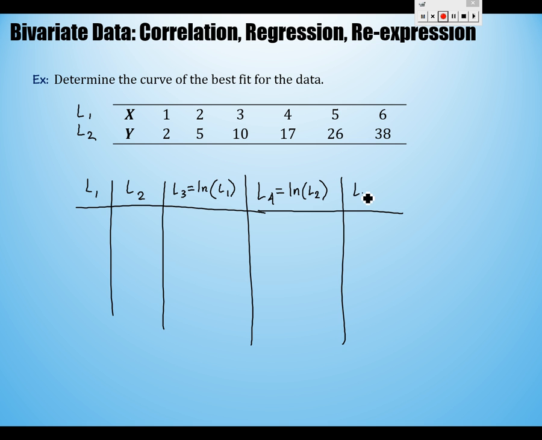And maybe do you want to try the square roots of L2 as well? You could try all these things, right? And now run a regression. Get R squared values on all these regressions. Try the regression L1, L2. If the R squared is really good, that'll be a linear model, right? That's just your normal data.